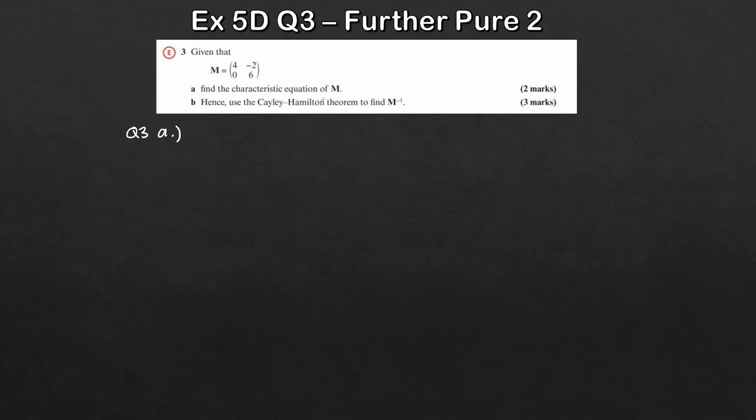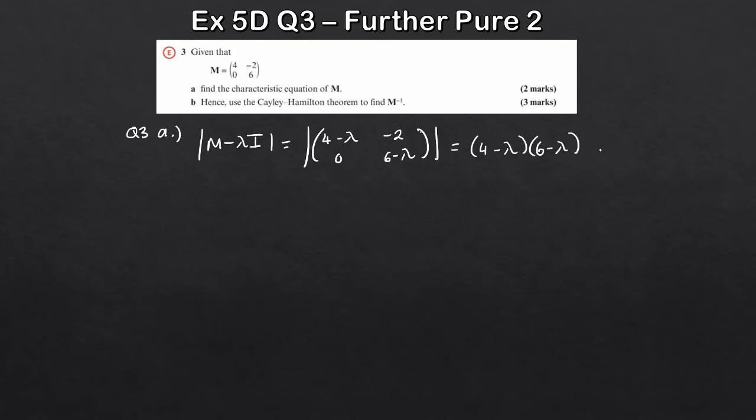It wants us to find the characteristic equation of M. So, let's do that. Straight away, we need to do the determinant of M minus lambda I. That would be equal to the determinant of 4 minus lambda, minus 2, 0, and then 6 minus lambda. That would be the same as doing 4 minus lambda times 6 minus lambda, minus 2 times 0, so that'd just be 0. So we know this has to be equal to 0 now.